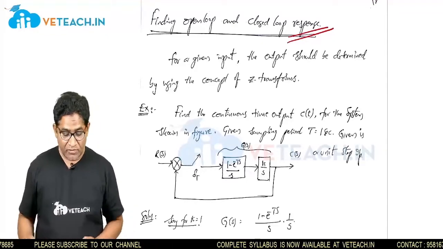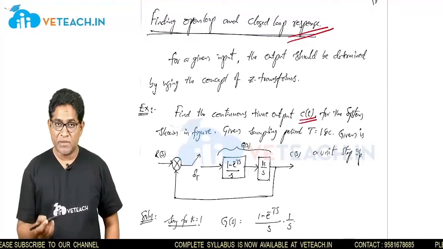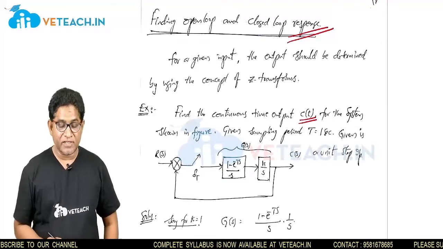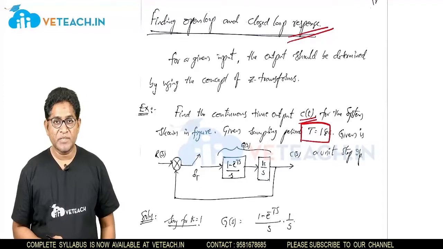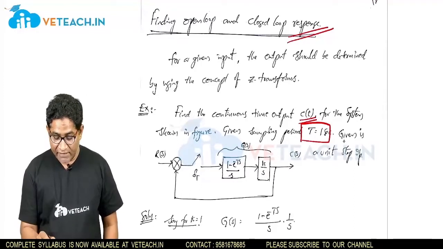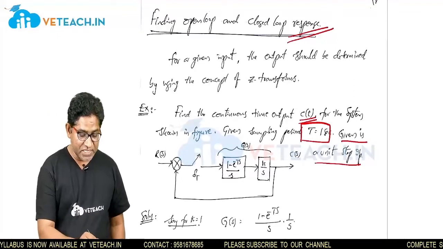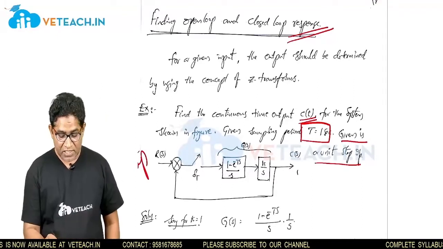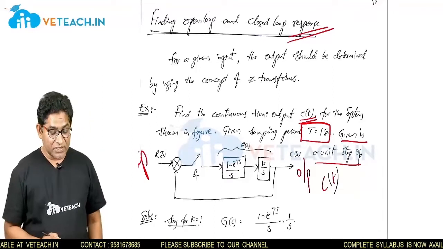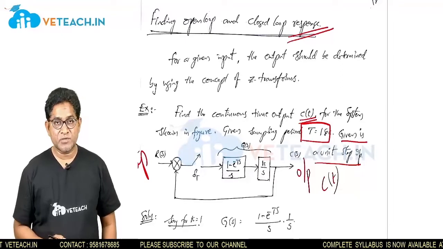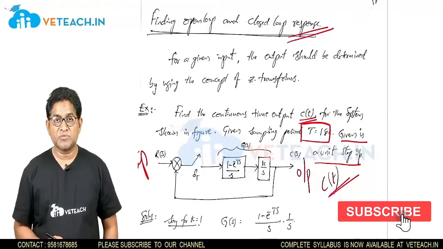See this problem. Find the continuous time output C of t for the system shown in the figure. Given the sampling period T is equal to 1 second, and the input is a unit step input. You have to find the continuous time output C of t. If you observe here, the problem is given in terms of the S domain. By means of using Z transforms, you are asked to find the continuous time output C of t.